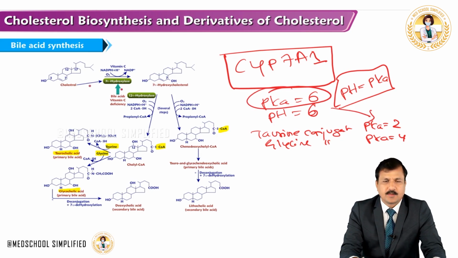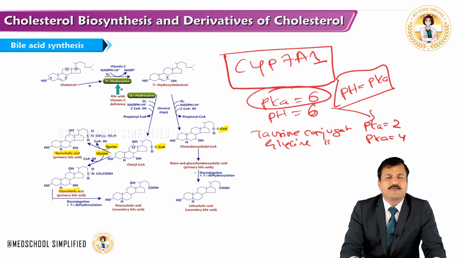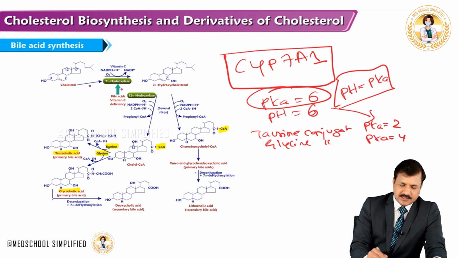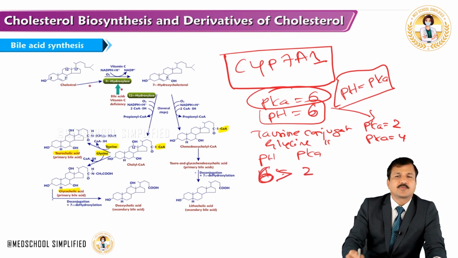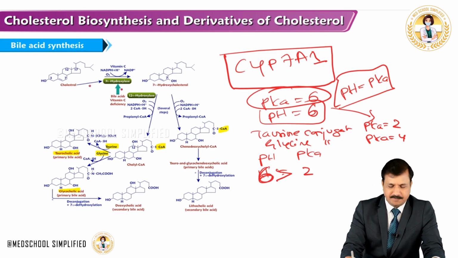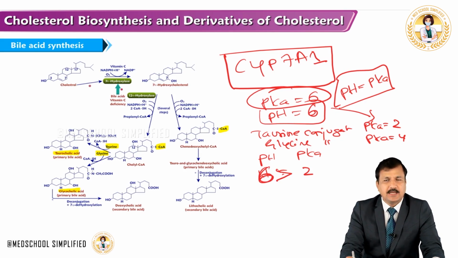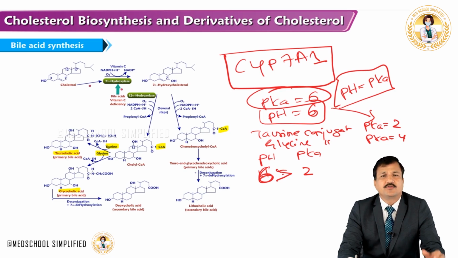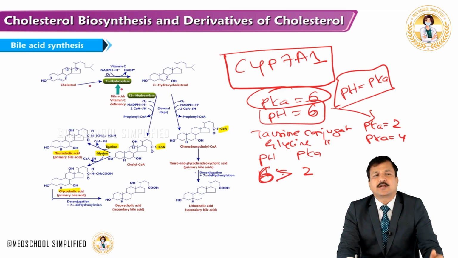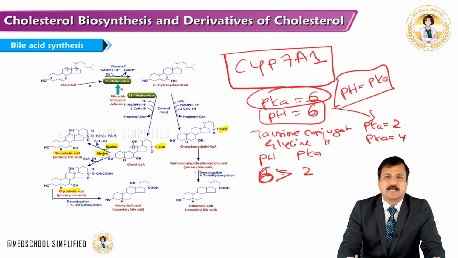Okay, so what is the effect of this? Now the pH is 6 in the intestine. So now compare pH and pKa. pH is 6. Now taurine conjugation is pKa 2. So 6 and 2 now. 6 is more than 2, so pH is more than pKa. Whenever pH is more than pKa, the molecule will undergo deprotonation. So we are increasing the deprotonated form of these bile acids.